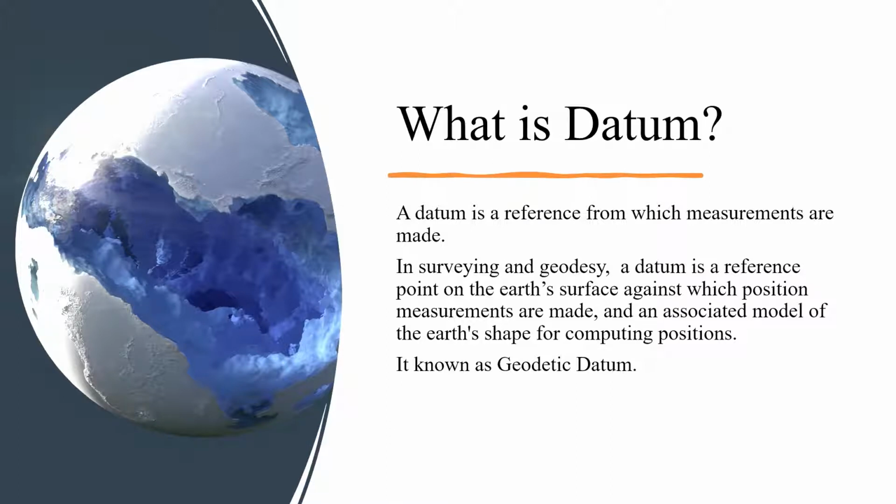Actually, in the surveying and geodesy portion, a datum is a reference point on the Earth's surface against which position measurements are made, and it is also an associated model of the Earth's shape for computing position. It's known as geodetic datum. Actually, datum is used for calculating the geographic coordinate system. There it is used for latitude and longitude measurement, altitude measurement. This type of measurement we do using datum.